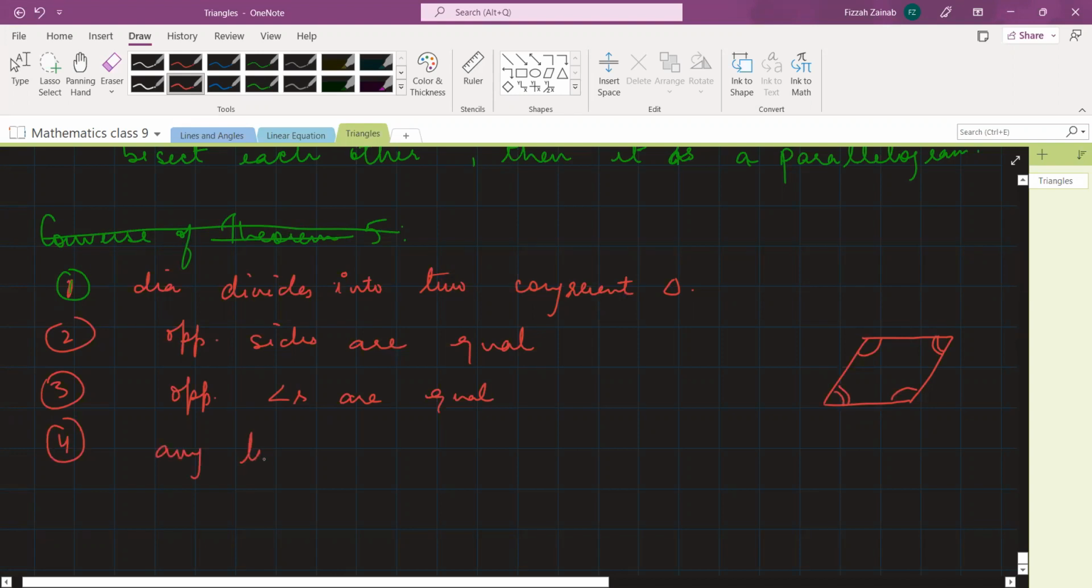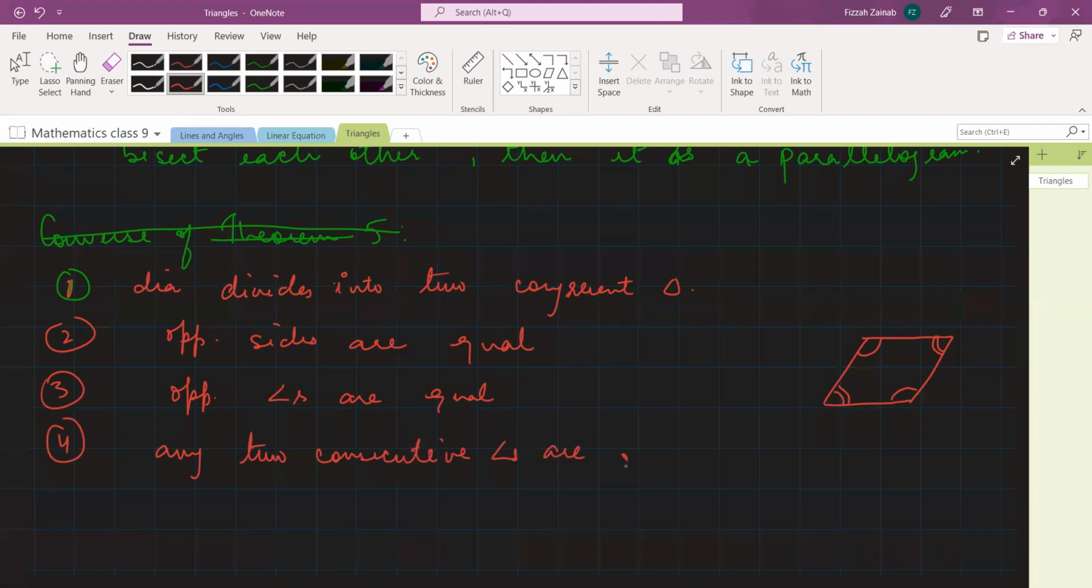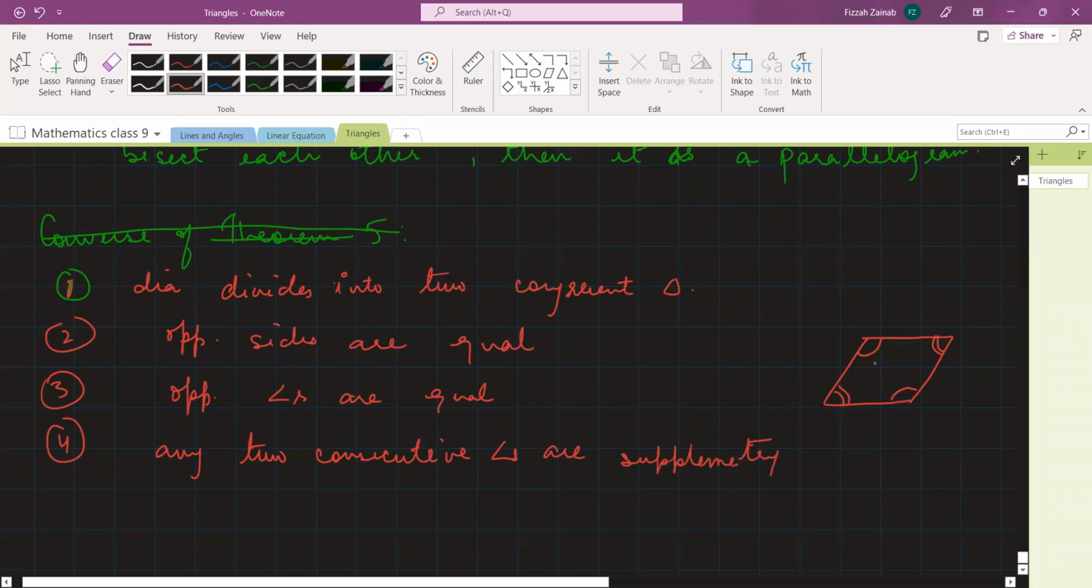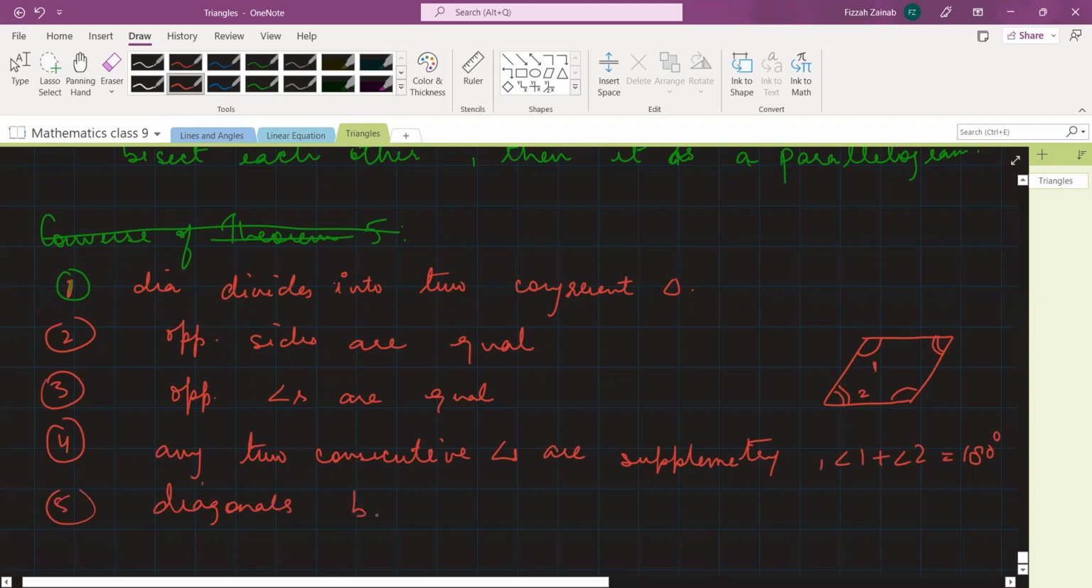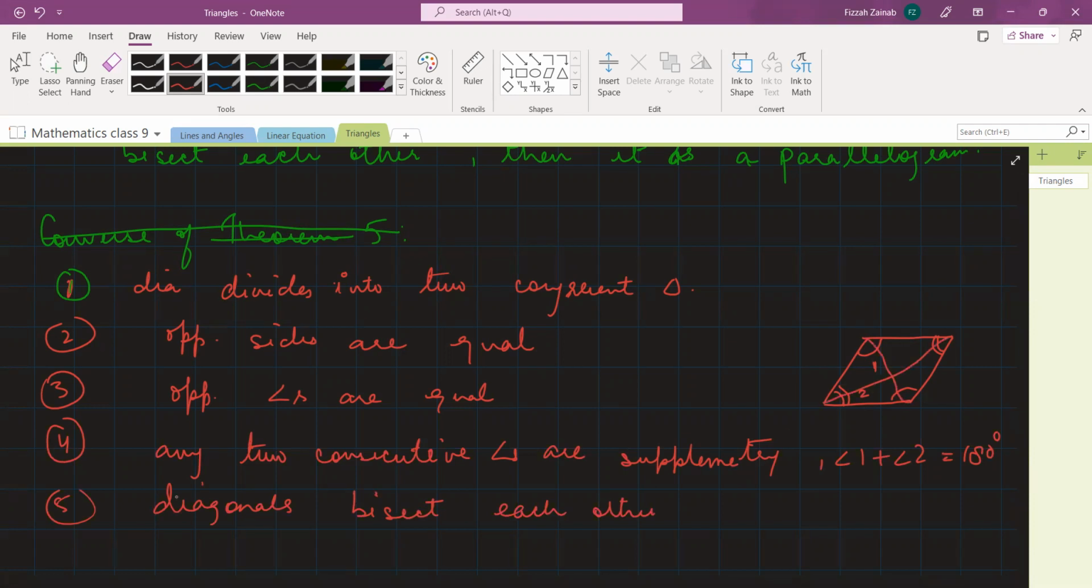Fourth property we discussed, right? Any two consecutive angles are supplementary, right? That is the sum is 180 degrees. So if I take angle 1 and angle 2, so angle 1 plus angle 2 is equal to 180 degrees. That is the meaning. And the fifth important one, that diagonals bisect each other, right? So if I draw the diagonals of this parallelogram, they divide each other into two equal parts.